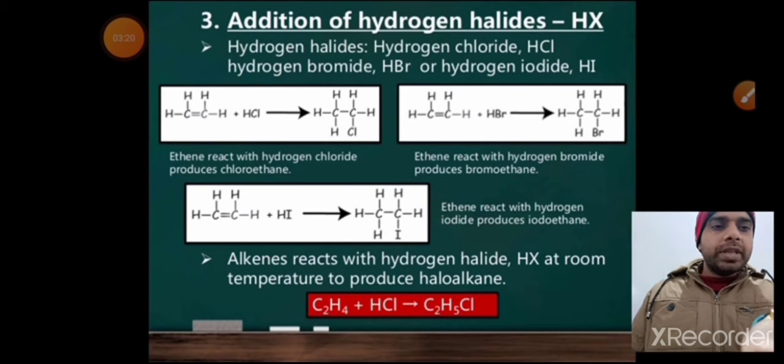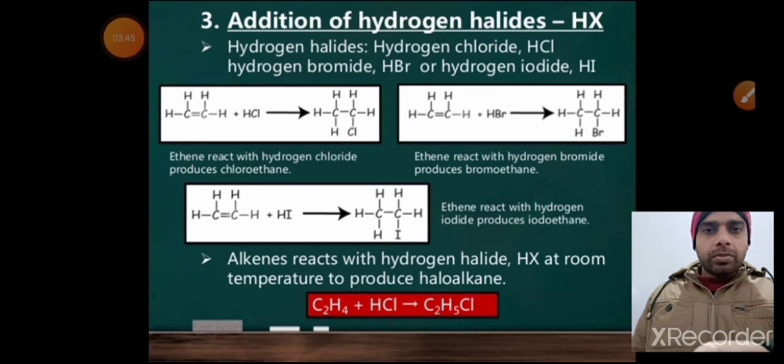If I take the butene example, and the double bond is present between the second and third carbon, that means every time it will be the double bond, and there should be an equal number of carbons on each side. So that one comes in the symmetrical carbon chain. Okay, now we will see the next thing.